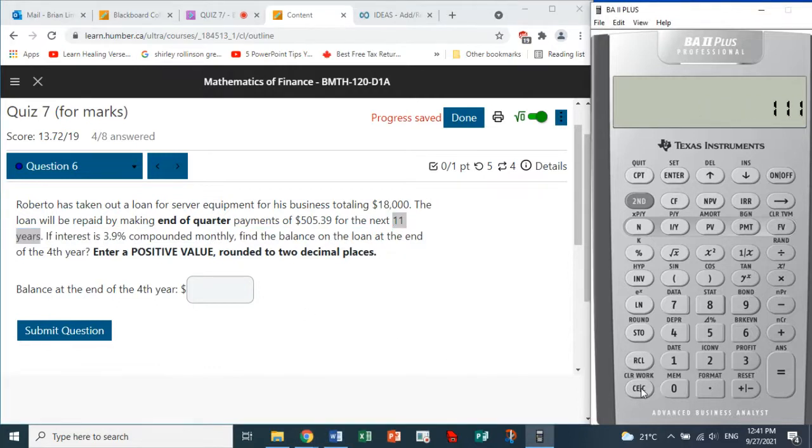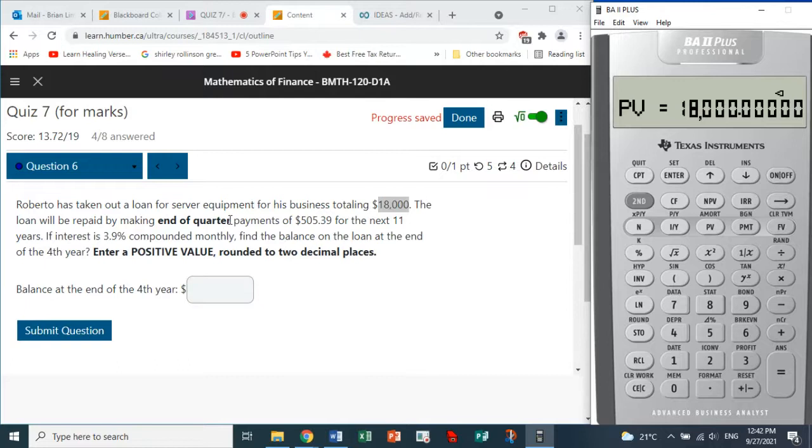So 1, 1, oops, sorry, 1, 1, second, N, and N is 44. Okay, what is the value for IY? The value for IY is 3.9. So 3.9 IY. Okay, and what else? The present value is, of course, the money that was borrowed, which is the $18,000. Okay, that's the loan, $18,000. That is the present value.